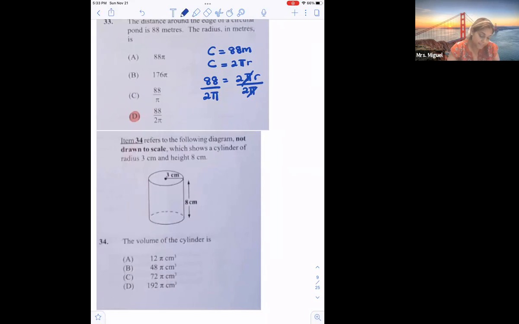The volume of the cylinder, volume is pi r squared h. So volume, the radius is 3 squared pi by 8. So V is equal to 9 by 8 pi, volume 72 pi. The answer, C.